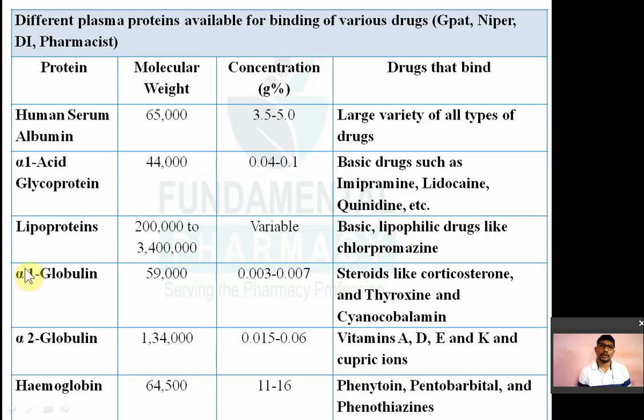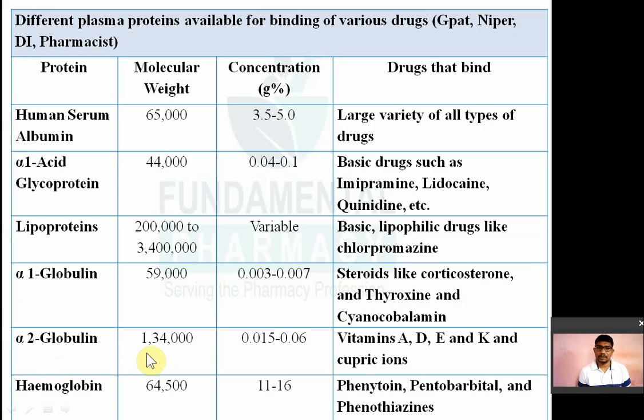Now the next protein available in the blood for binding to a drug is alpha 1 globulin. Alpha 1 globulin has a molecular weight of 59,000 daltons, and its concentration in the blood is 0.003 to 0.007 gram percent. What kind of drugs bind to alpha 1 globulin? Steroidal drugs like corticosteroids, thyroxine hormone, and cyanocobalamin bind to alpha 1 globulin.